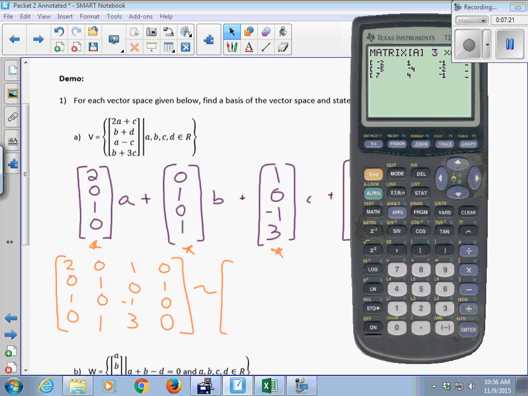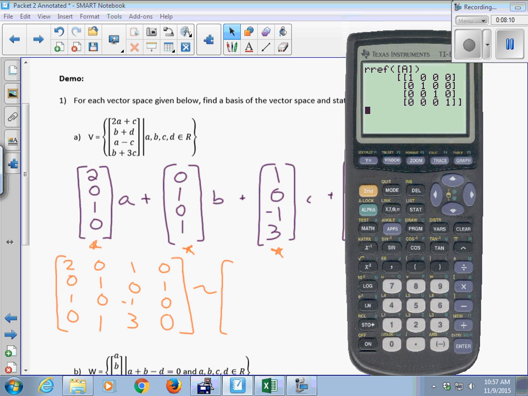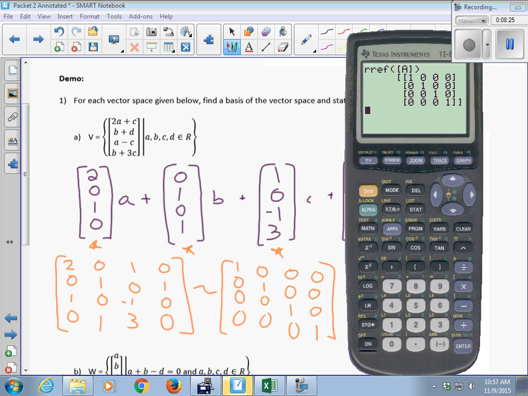Matrix, edit, I've got a 4 by 4. Two, 0, 1, 0. All right, so when I row reduce it, I get the identity matrix, which means I do have a pivot in every column. Pivot in every column. So I have 1, 0, 0, 0. Okay, so I have a spanning set.